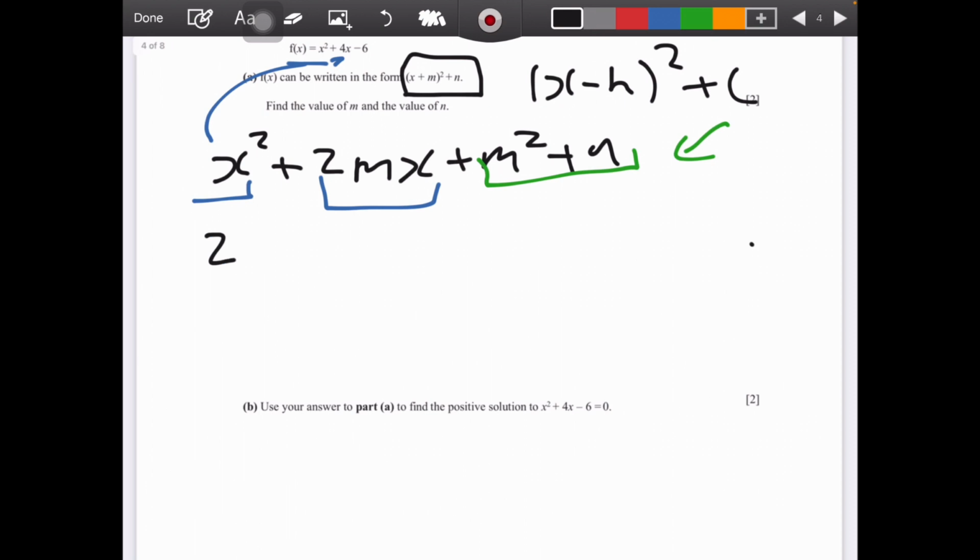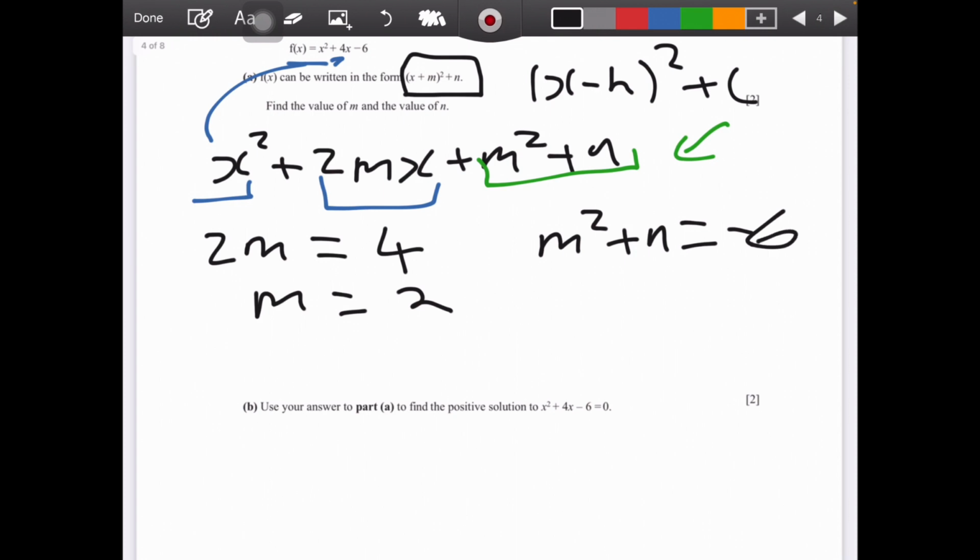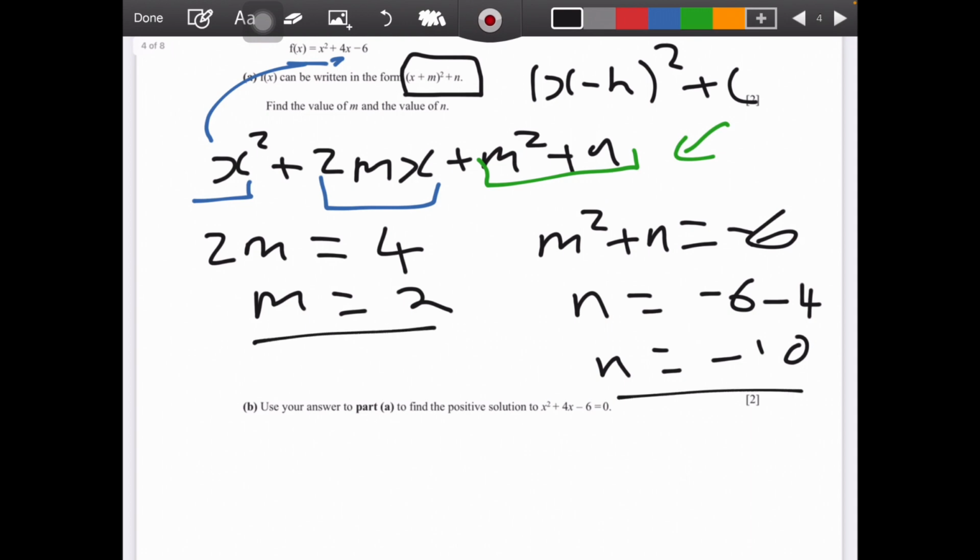So we can see that 2m is supposed to equal 4, which means m is equal to 2. We know m squared plus n is supposed to equal negative 6. So we can do m squared, which is 4, n is equal to negative 6 minus 4, and n is equal to negative 10. So now we have it, folks. These are the solutions for m and n.